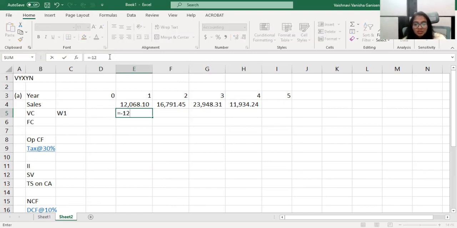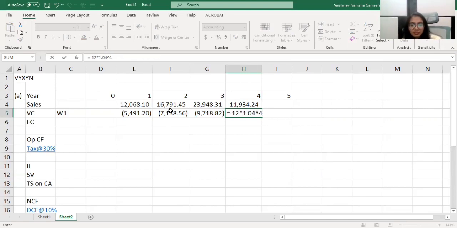Okay, so this equals 12 multiply 1.04 multiply 440, equals 12 multiply 1.04 to the power of 2 multiply by, I don't remember the number of units, 550, equals negative 12 multiply 1.04 to the power of 3 multiplied by number of units, which is 720, and finally 12 multiply 1.04 to the power of 4 multiplied by 400 units.